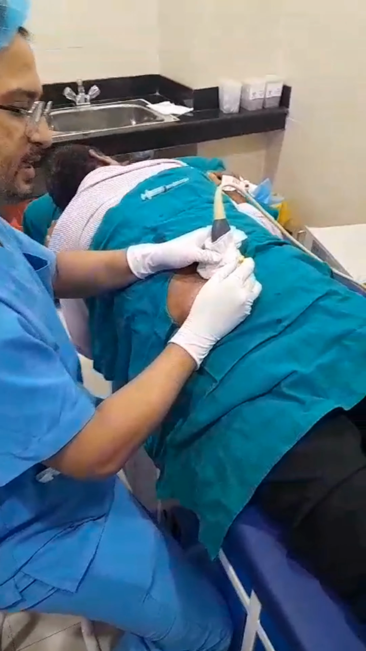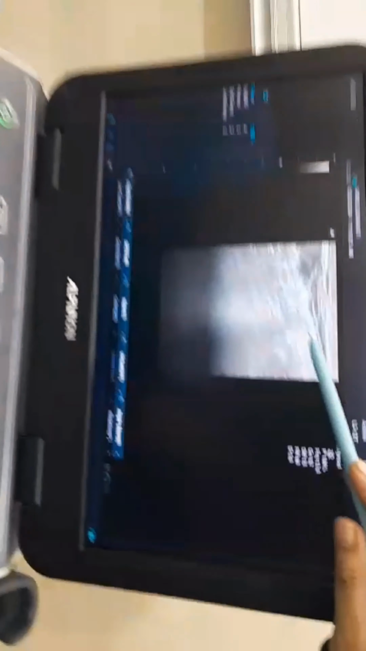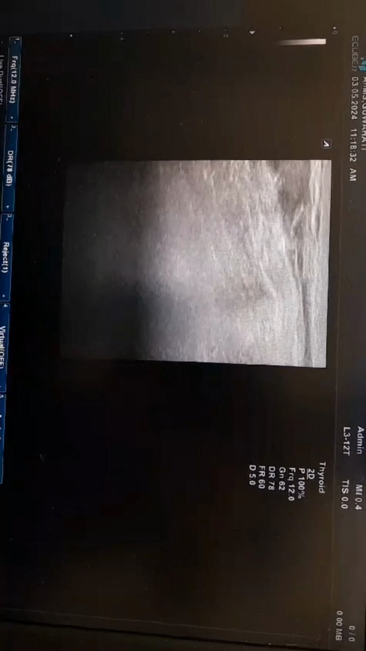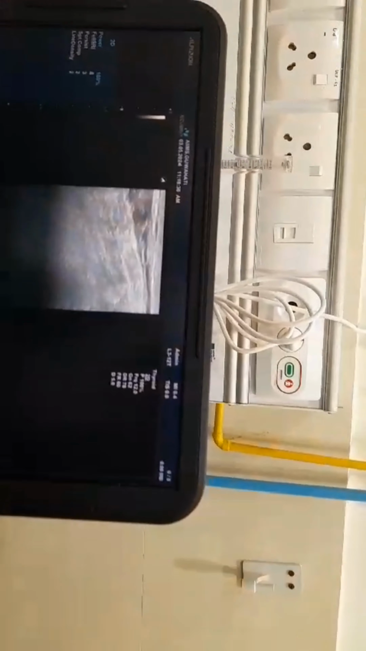See the injection. Now it is straight away. See the needle, this is in the sacroiliac joint. You see a give way. See when you put it inside.